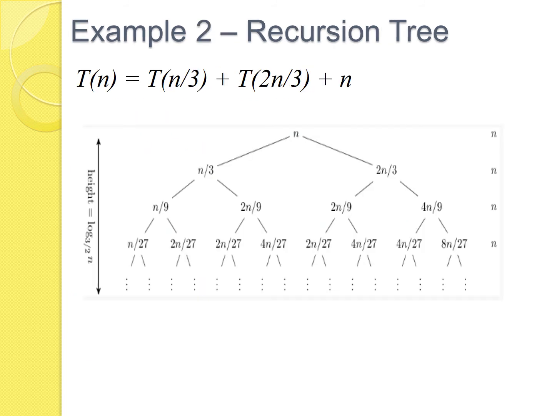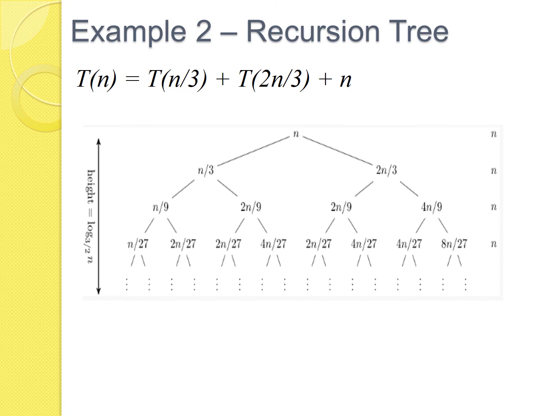Let us see another example for solving the nonlinear recursive algorithm using a recursion tree. The recurrence relation is given as T of n equals T of n by 3 plus T of 2n by 3 plus n, which represents the problem size of n divided into n by 3 and 2n by 3. Hence, the recursion tree for representing such a recurrence relation is as given here.